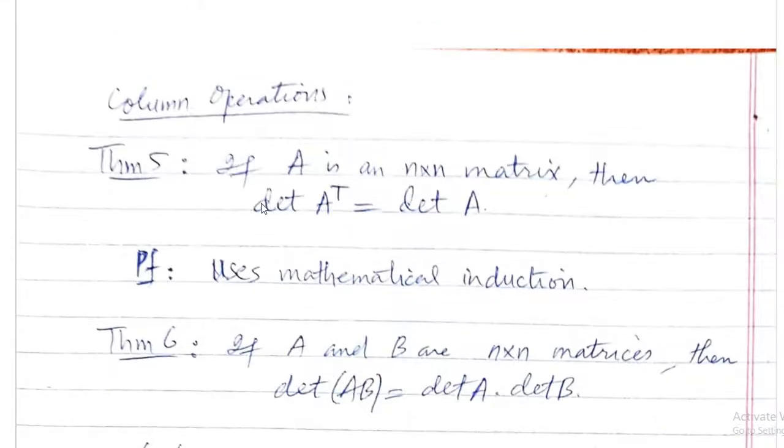As we know that determinant of A transpose and determinant of A are same. It means whatever I am doing with rows, I can do with the columns as well, because columns of A are the rows of A transpose. It means I can use column operations as well. If you need column operations, you can use it.